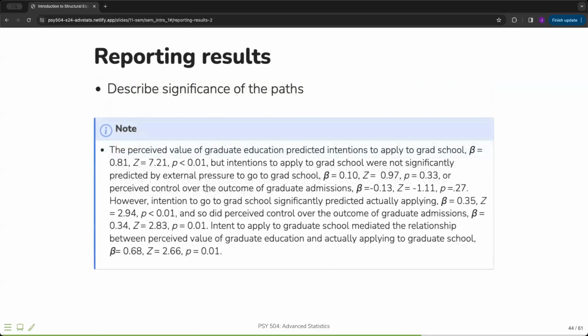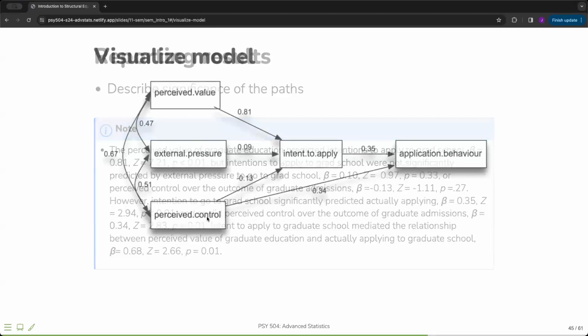And then we'd also want to describe the significance of our regression coefficients. So I have a sample right up here. So the perceived value of graduate education predicted intentions to apply to grad school, but intentions to apply to grad school were not statistically predicted by external pressure to go to grad school or perceived control over the outcome of graduate admissions. However, intention to go to grad school significantly predicted actually applying, and so did perceived control over the outcome. Intentions to apply to grad school mediated the relationship between perceived value and actually applying to grad school. So this is an example of how you would write up the regression part of your model.